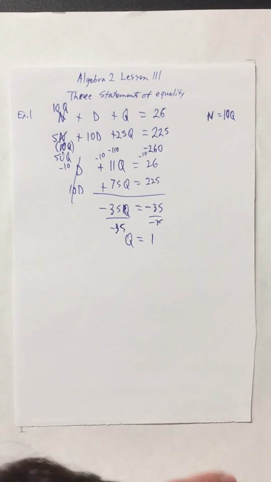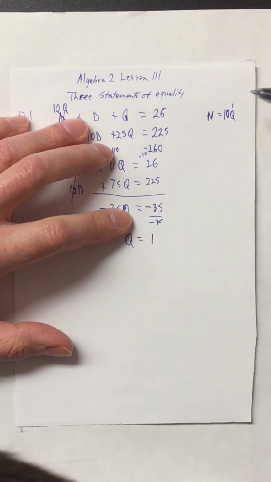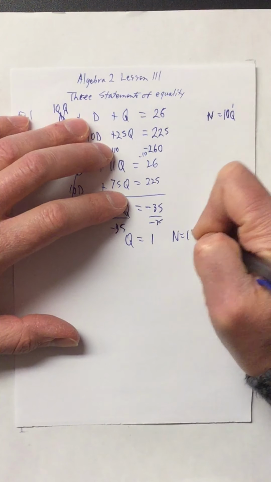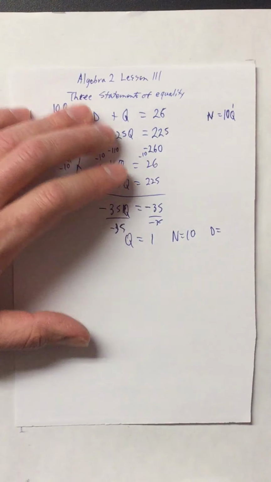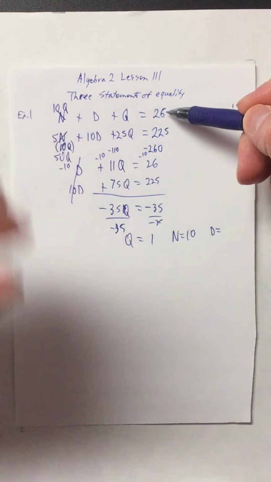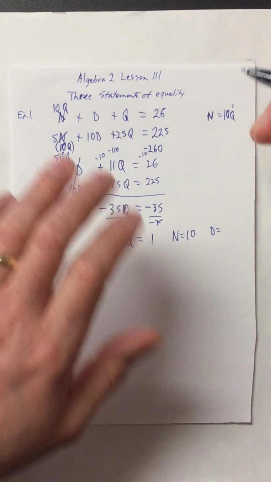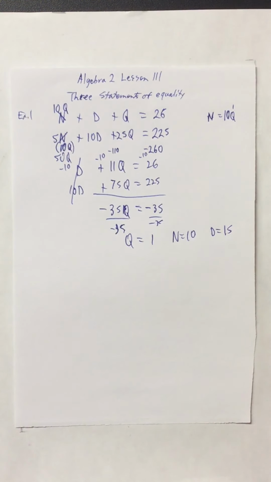All right, so we're started on an answer here. If I have 1 quarter, if I put it back into this equation, it tells me that I have 10 nickels, and then dimes, if I have 26 coins to start with, then I can do some math there. Basically 26 minus 11, and I have 15 dimes, and there's my answer for example number 1.